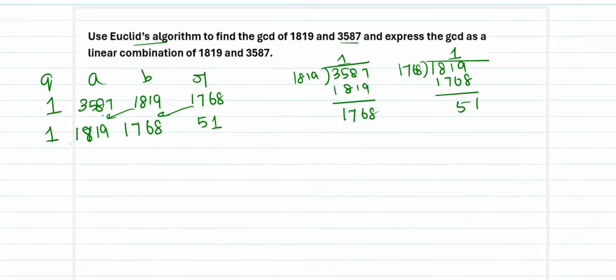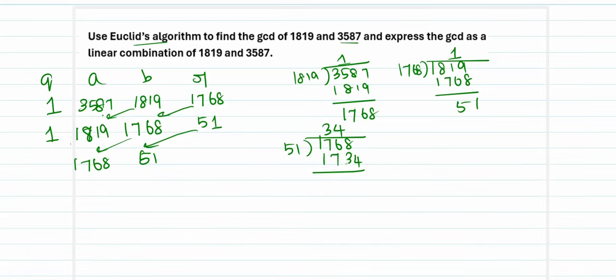The next stage: no, this 51 is not 0, so I shift the positions again. 1768 becomes my A and 51 becomes my B. Now 1768 has to be divided by 51. If I divide 1768 by 51, it goes 34 times to give me 1734. So again it leaves us with a remainder of 34. So it goes 34 times here and the remainder is going to be 34.